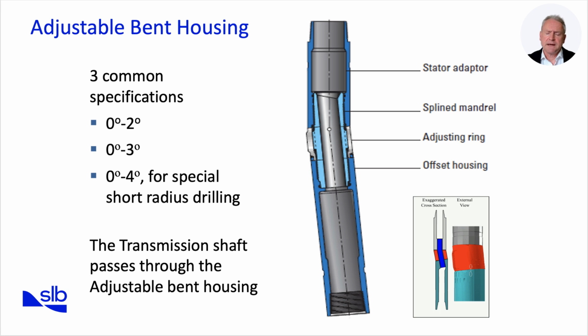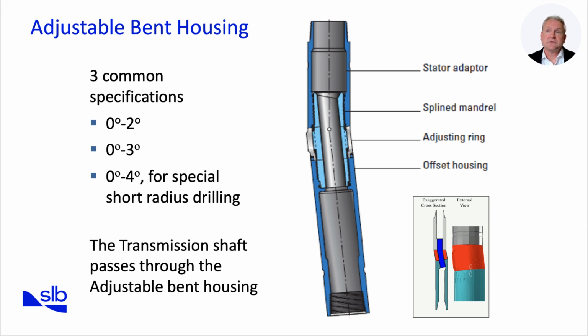The adjustable bent housing is an essential directional component built into a steerable PDM assembly. Its purpose is to introduce a slight angular deviation between the motor housing and the bit, creating a controlled side force that allows the well trajectory to be altered. Typical specifications are 0 degrees to 2 degrees, 0 degrees to 3 degrees, and 0 degrees to 4 degrees, providing options for tangent build or short radius drilling applications.